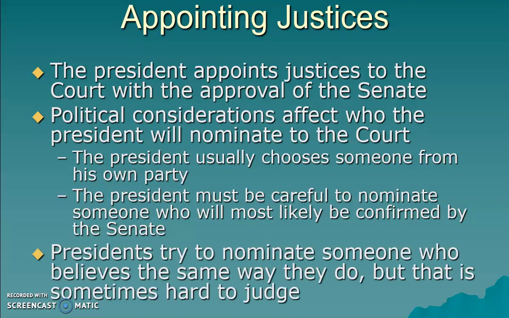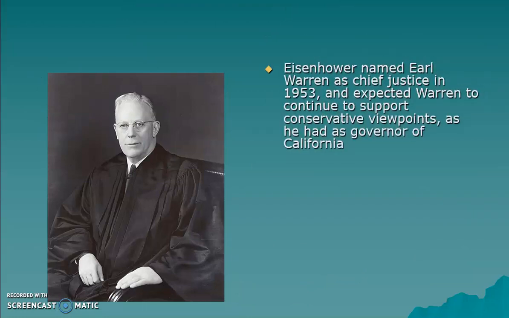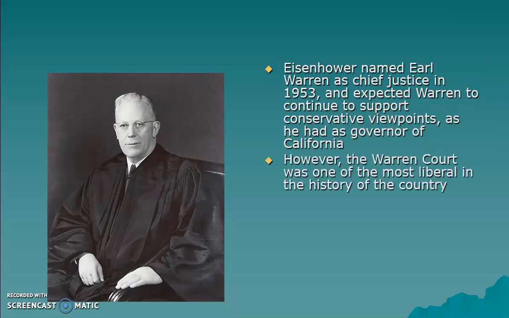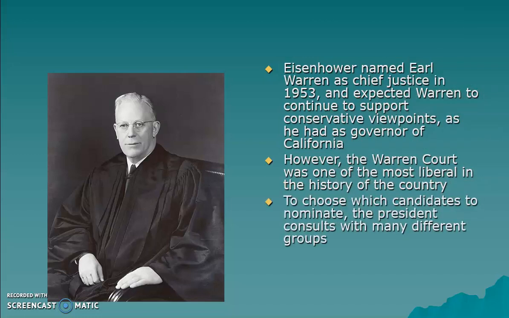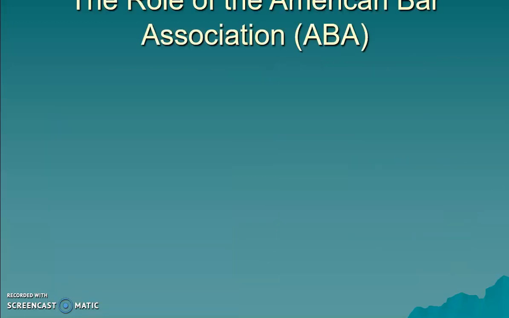Presidents try to nominate someone who believes the same way they do, but sometimes this is difficult to judge. President Eisenhower named Earl Warren as Chief Justice in 1953 and expected Warren to continue to support conservative viewpoints as he had as governor of California. However, the Warren Court was one of the most liberal courts in history. To choose which candidates to nominate, the President consults with many different groups. Among these are the Justice Department officials, the Attorney General, and the American Bar Association, the association of lawyers.